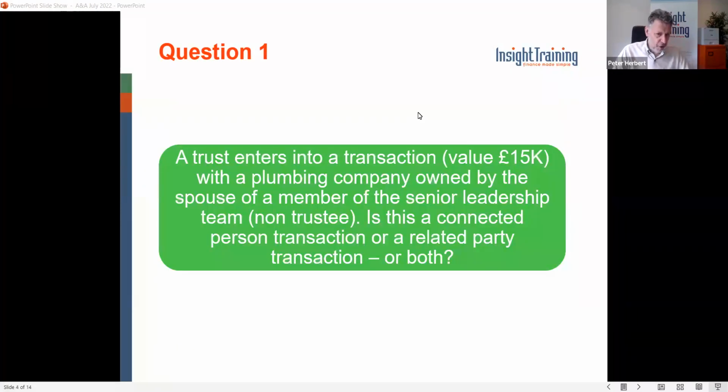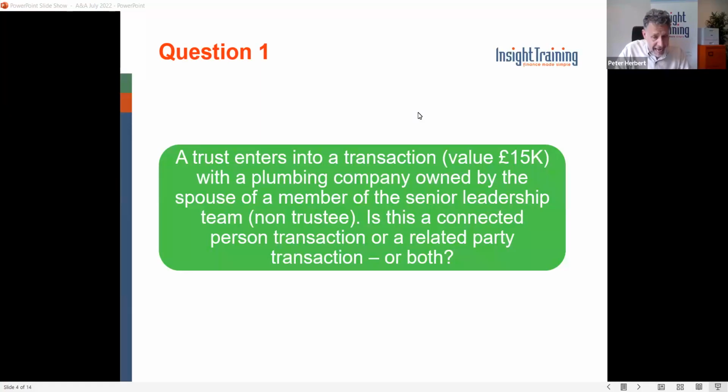Right, let's look at the first of our common questions. This is all about differentiating between a connected person transaction and a related party transaction, which per the Academy Trust Handbook have slightly different requirements in terms of the way that they're approached. Related party transaction is broadly defined, and connected person transaction is a subset of that broader whole.